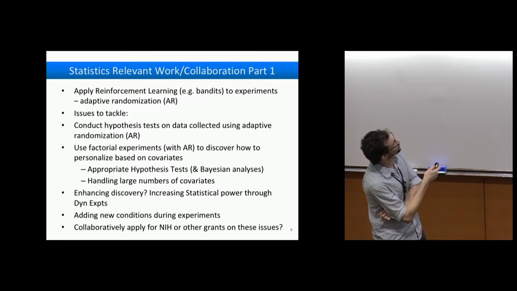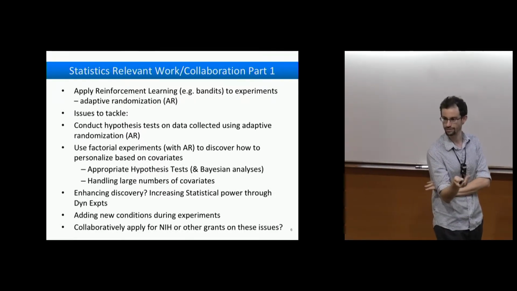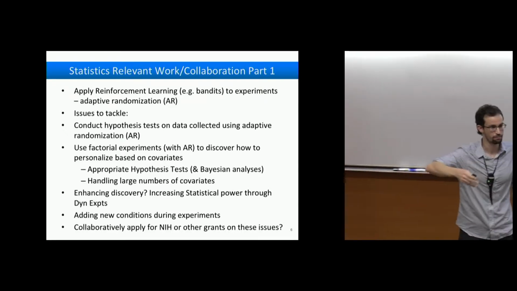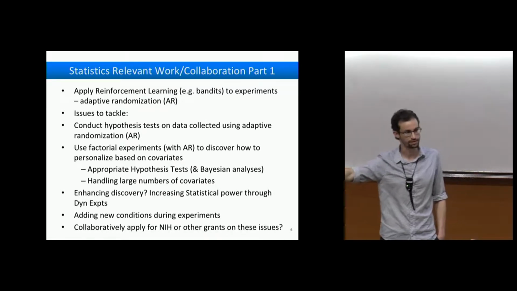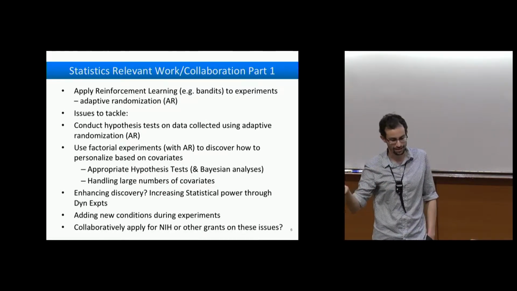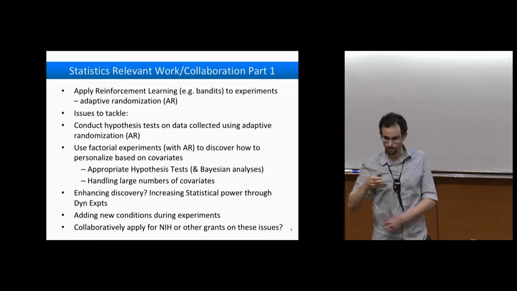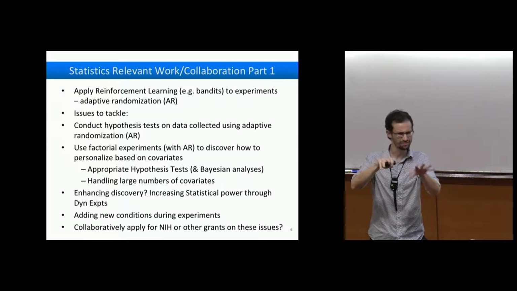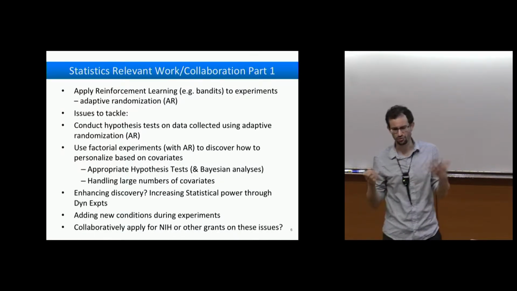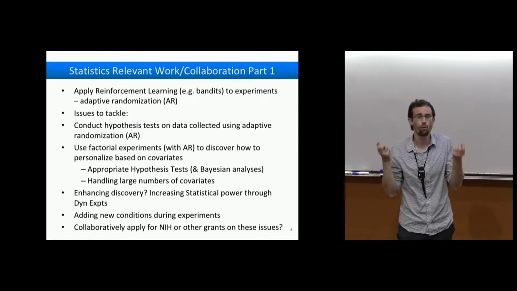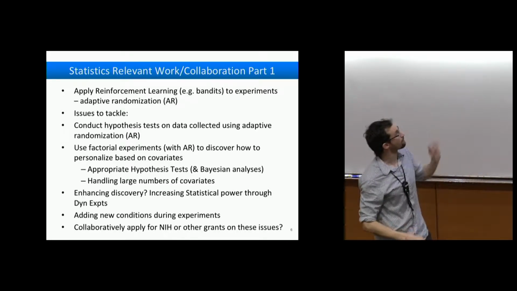If we want to use factorial experiments with adaptive randomization to discover how to personalize based on covariates, you have a setting where we might be manipulating five factors in terms of an exercise message, and we've got 10 covariates. So we want to use adaptive randomization in that setting to help people, but also we're balancing multiple goals at once. We're trying to figure out which of these factors interact with which covariates, and which of these lead to interactions that are heterogeneous but not qualitative. They don't actually make a difference for personalization. That's an example of a question we want to tackle.